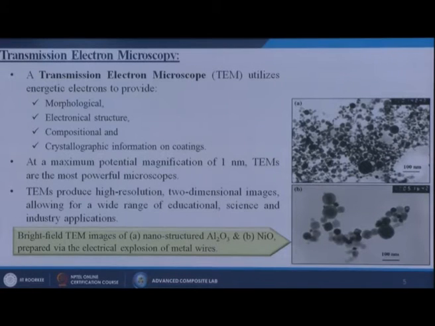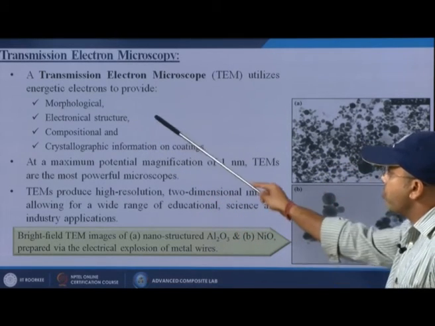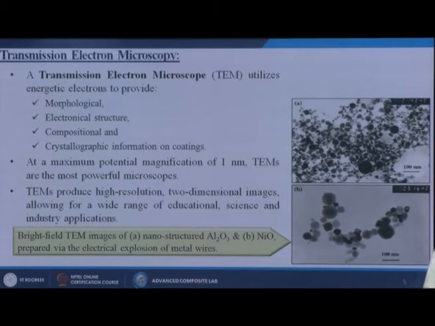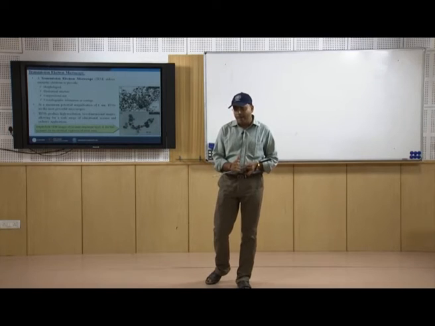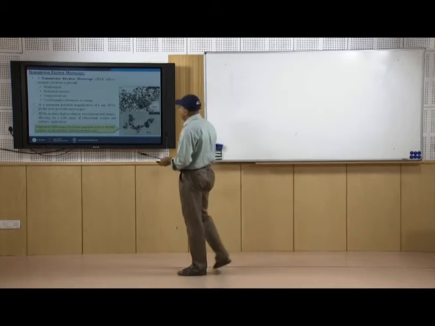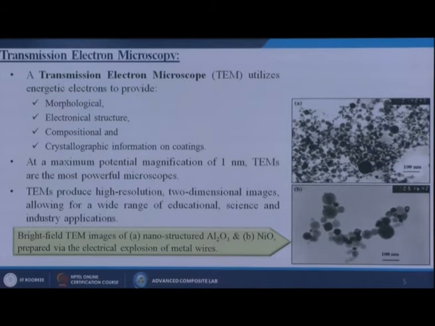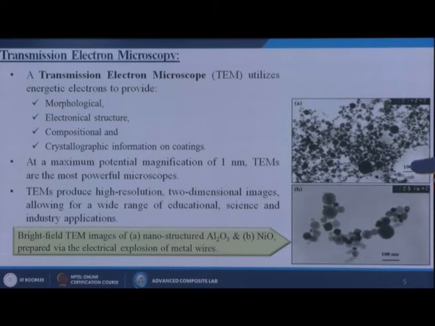TEM image. So a transmission electron microscopy utilizes energetic electrons to provide morphological, electronic structure, compositional and crystallographic informations on coating. Sometimes it can give you what kind of materials also or maybe the elements are present inside the matrix or composites. So at a maximum potential magnification of 1 nanometer, TEMs are the most powerful microscopes. So if I am using any nanoparticle of size up to 1 nanometer, easily I can detect those nanoparticles by the TEM microscopy. TEM produces high resolution 2-dimensional images, allowing for a wide range of educational, science and industry applications.